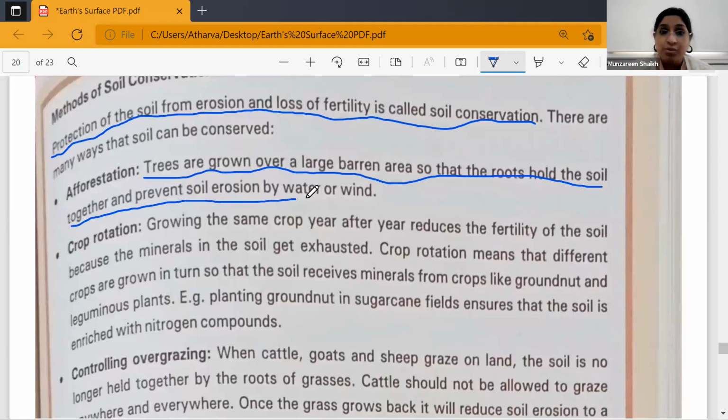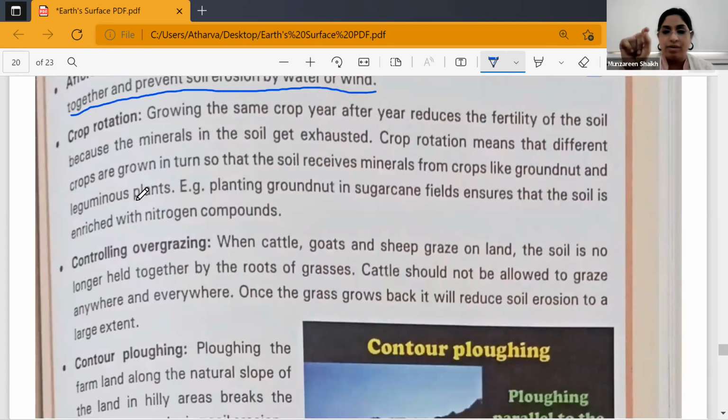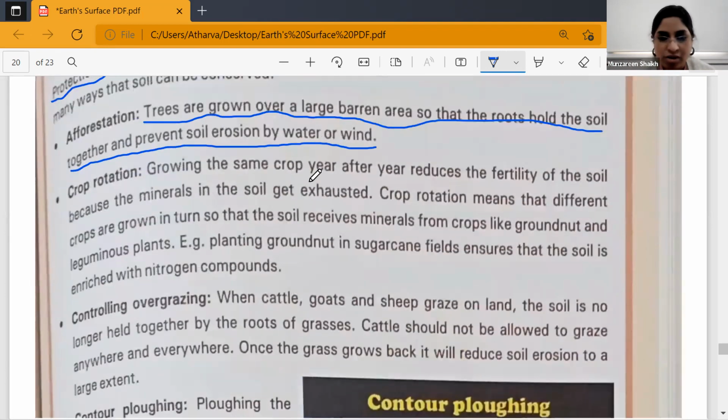Crop rotation, as we had also seen, is about bad farming practices. So it is the duty of the farmers to make sure that they have proper crop rotation so that they can maintain the fertility of the soil, right? Growing the same crop year after year reduces the fertility of the soil. This we had just seen.